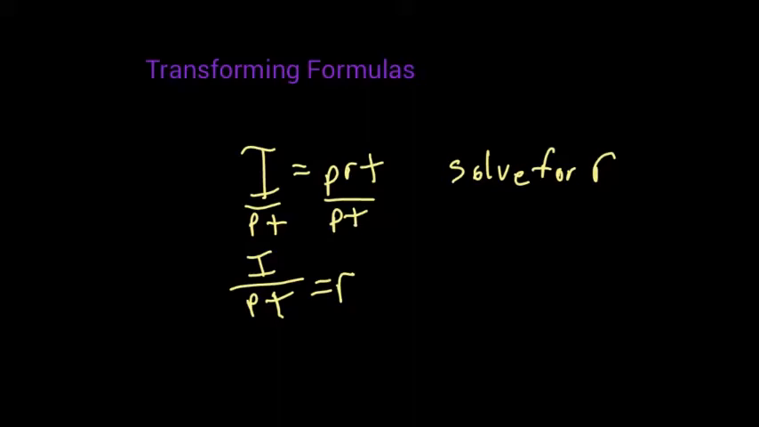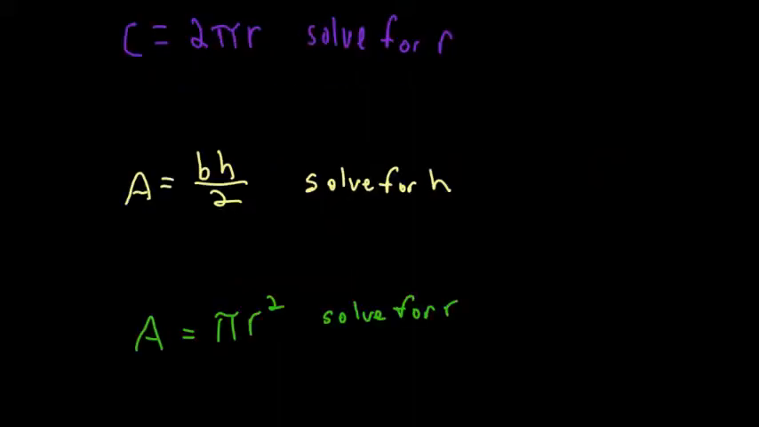So we'll practice a few more. Alright, so I got a couple more examples here. So first one is C equals 2 pi r, so circumference equals 2 pi r, and we want to solve for r. So what's being done to r? We're multiplying it by 2 and we're multiplying it by pi. So the opposite of multiplying by 2 pi would be dividing by 2 pi. So our radius would equal C divided by 2 pi.